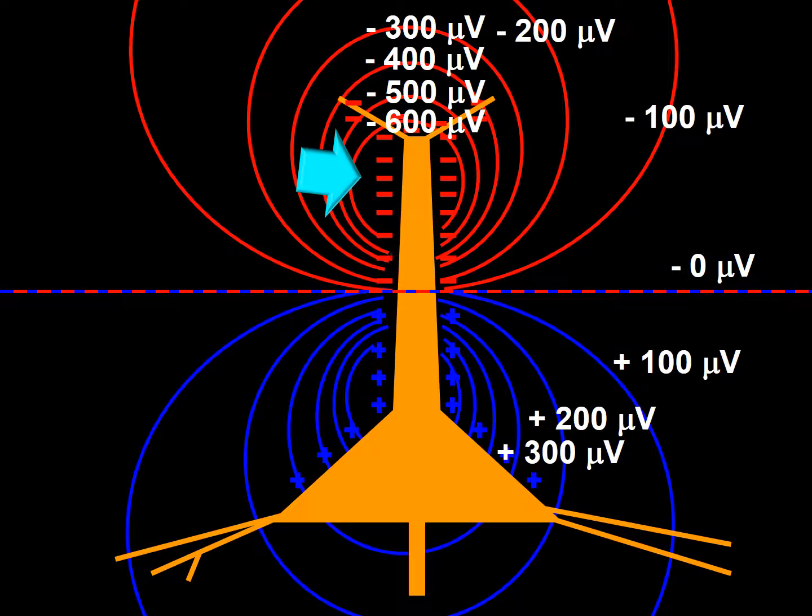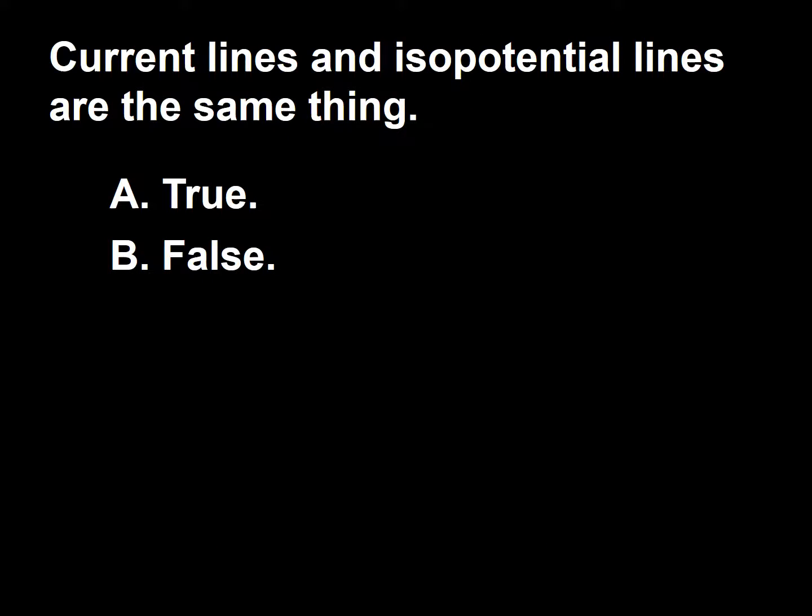It is important to keep in mind that an isopotential line is a boundary and that it implies that all the areas inside of it will have a voltage of negative 600 microvolts or higher in this case. So the answer to this question is false.